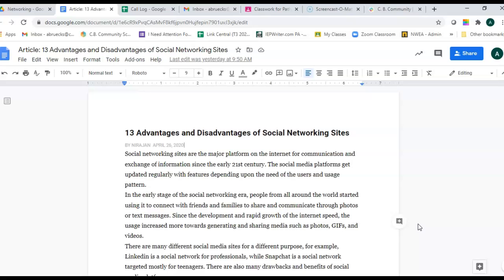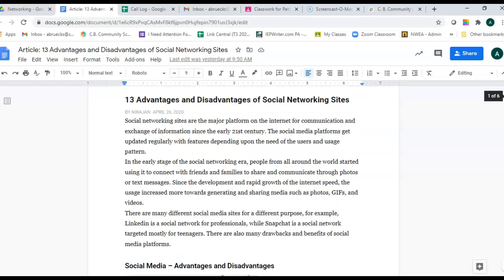So this article is called 13 Advantages and Disadvantages of Social Networking Sites. And we're reading this clearly because we are in the middle of learning about networking, which is expanding your circle of people, not just friends or family, but people that you can go to for advice, find a job, talk about colleges or just social interests as well.